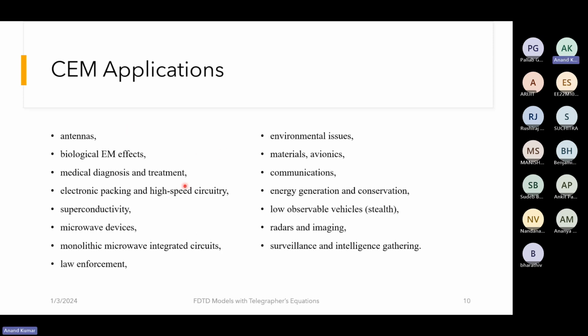We went through this slide in the previous class, where we looked at the applications for computational electromagnetics. So we frequently use them in developing and designing antennas, study of biological effects of electromagnetic waves, medical diagnosis, design of MMIC, microwave devices, radars and imaging communication. So these are the popular examples of the areas where CM is used.